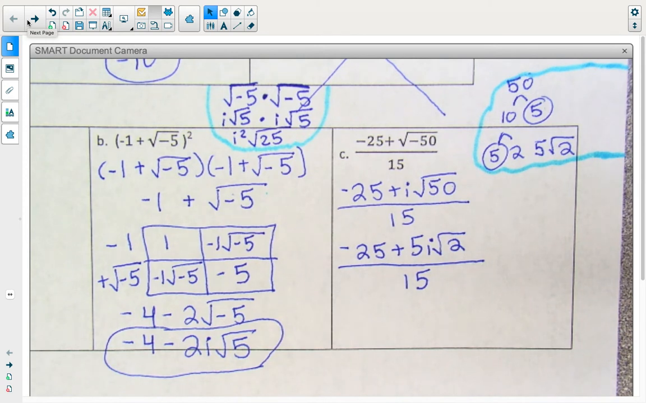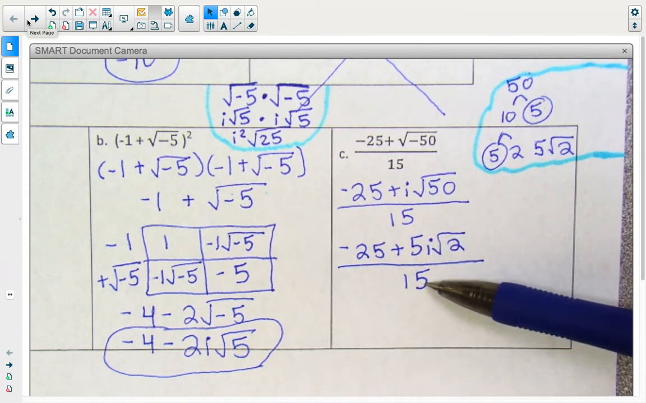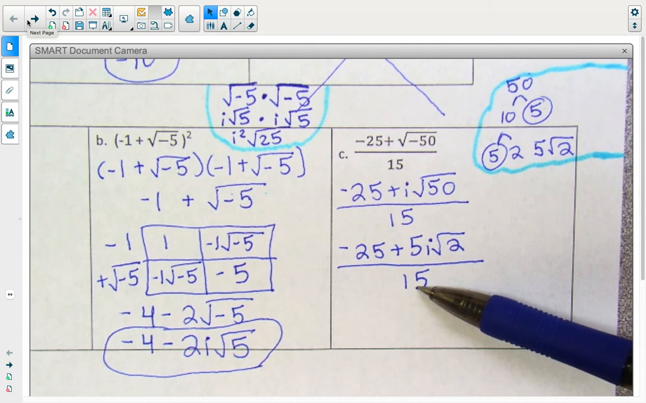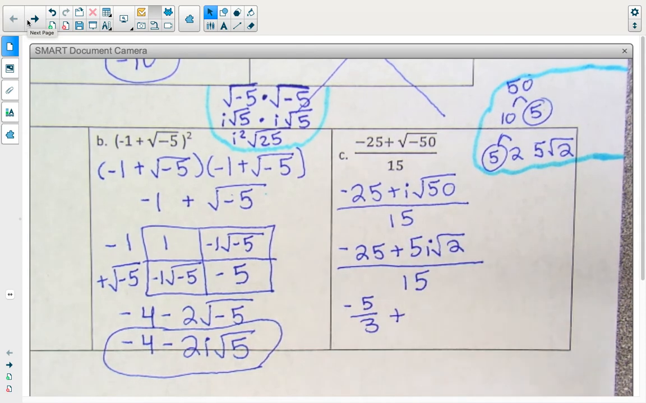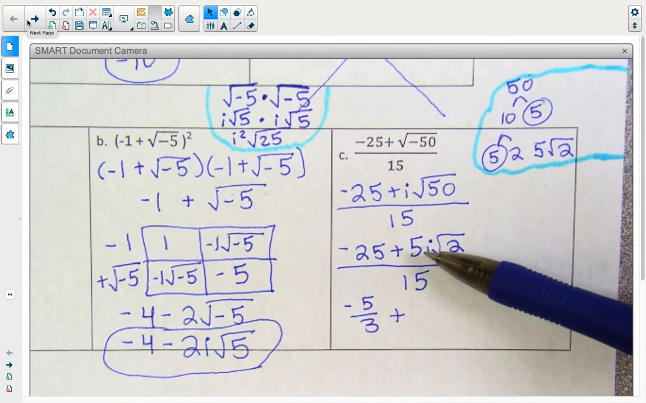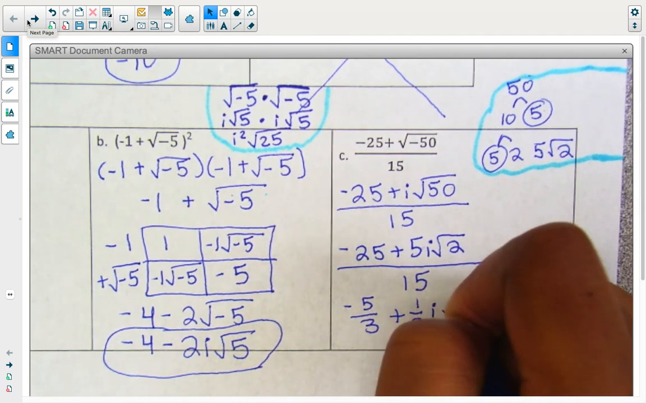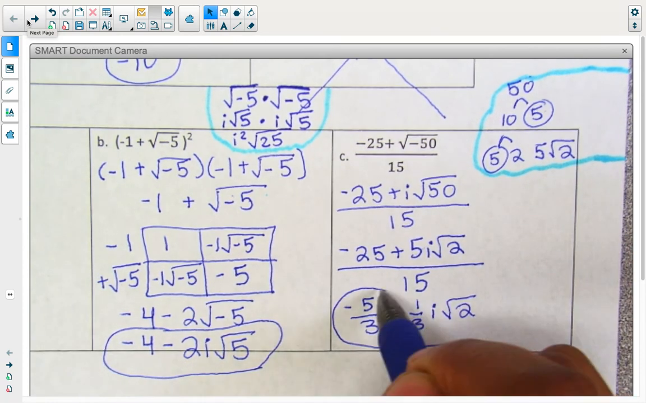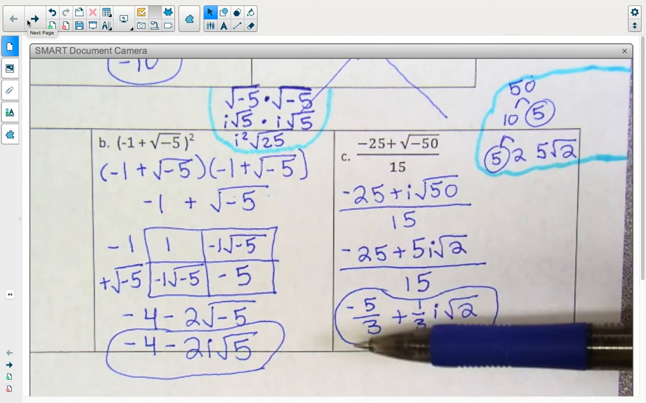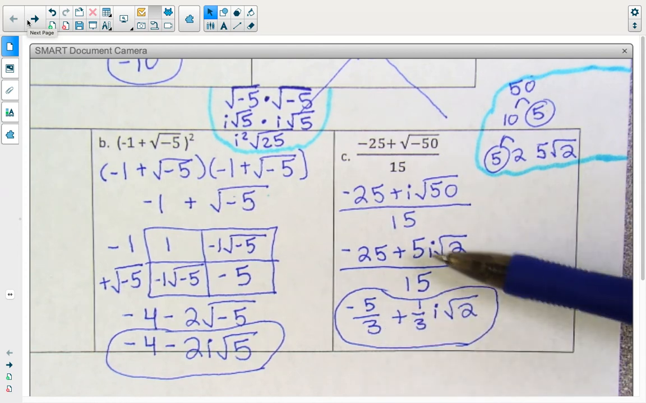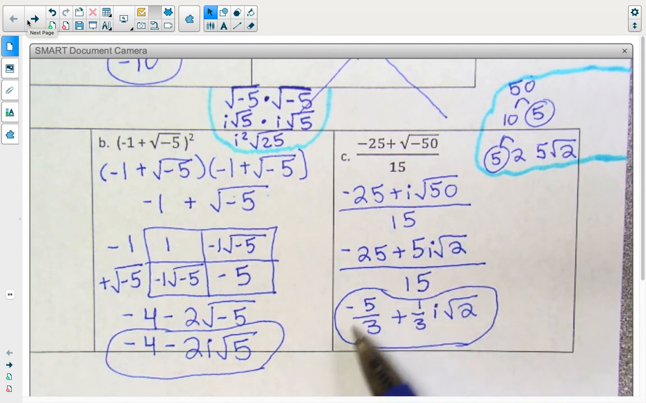From here, I can simplify my fractions. -25 over 15 can be simplified, and 5 over 15 can be simplified. So -25 over 15 simplifies to -5/3. And 5 over 15 simplifies to 1/3. So we're going to get 1/3 i square root 2. Okay, again, negative 25 over 15, we reduce the fraction that reduces to negative 5/3. 5 over 15 reduces to 1/3. So this is our final answer.